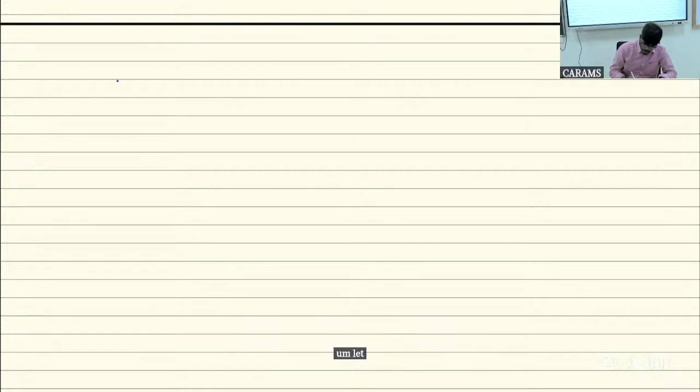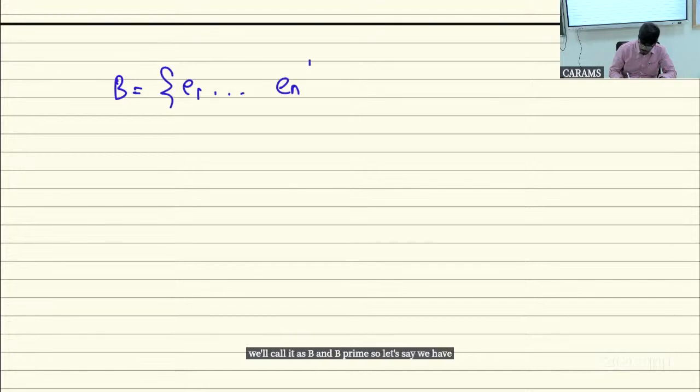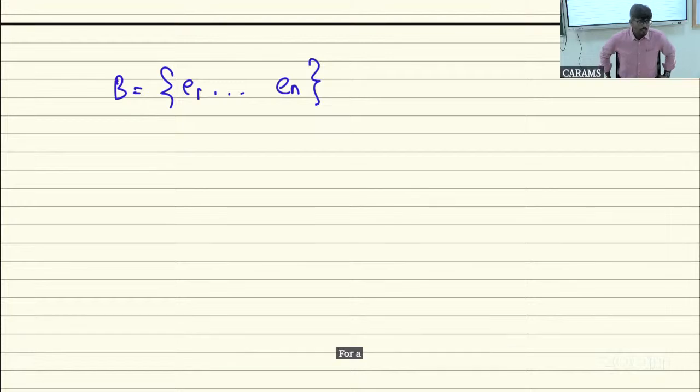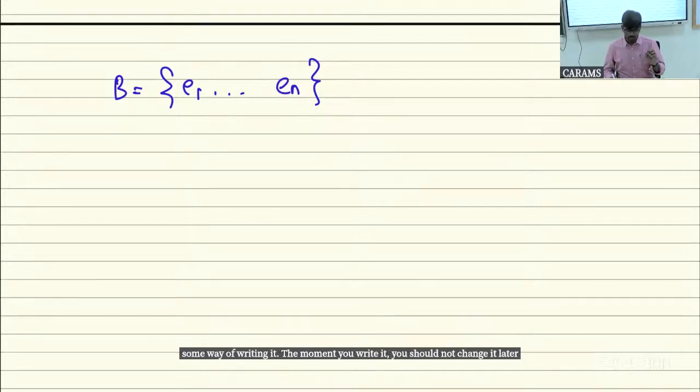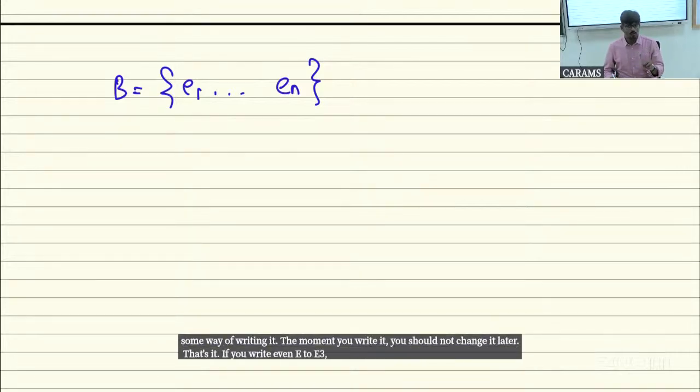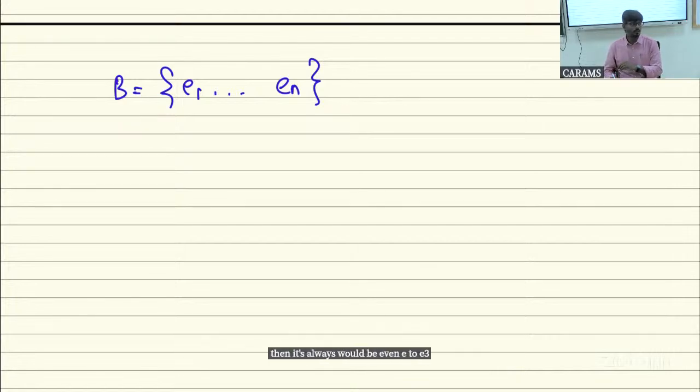Let's say we have two bases. We'll call them B and B prime. So let's say we have E1 and so on up to En. For a moment, I'll consider this as ordered. It really need not be ordered as long as you stick to some way of writing it. The moment you write it, you should not change it later. If you write E1, E2, E3, then it should always be E1, E2, E3 until you complete it. Don't write E2, E1, E3. That's what we mean by order. So I always assume ordered in this fashion.